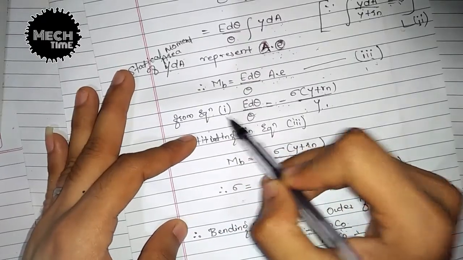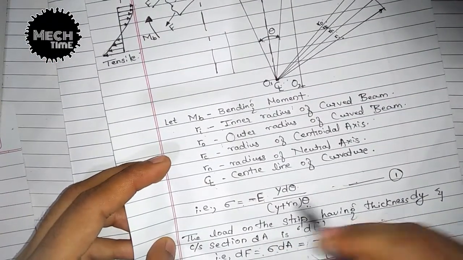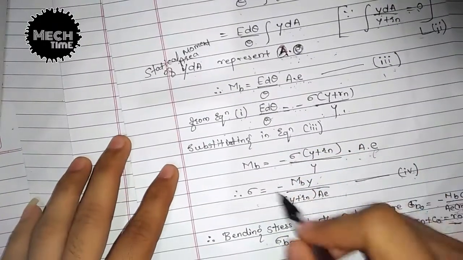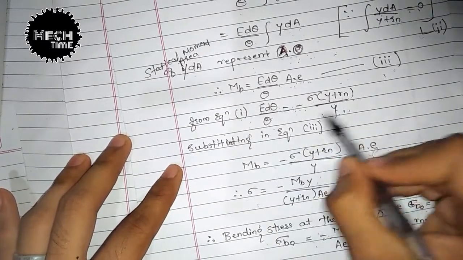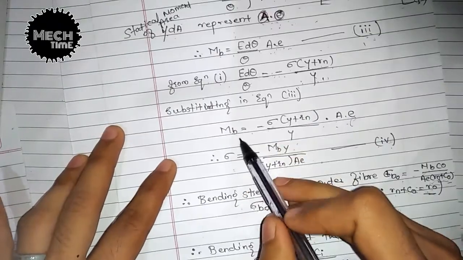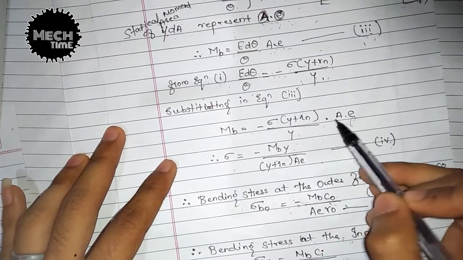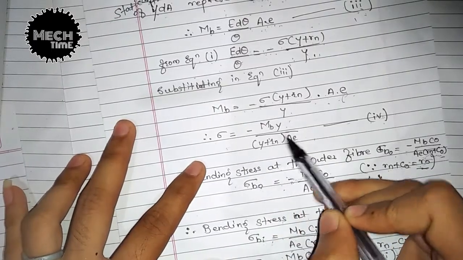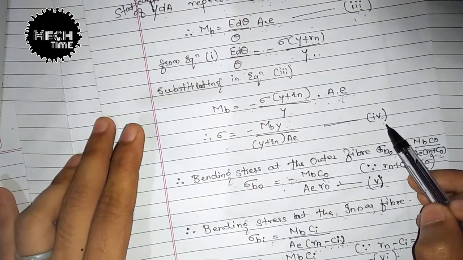Now from equation number 1, we have to remove E d theta. Taking E d theta by theta from equation number 1 and rearranging, you get minus sigma (y plus Rn) by y. Substituting this term in equation number 3, MB is equal to minus sigma (y plus Rn) by y into AE. So sigma is equal to minus MB y divided by (y plus Rn) into AE. This is our equation number 4.